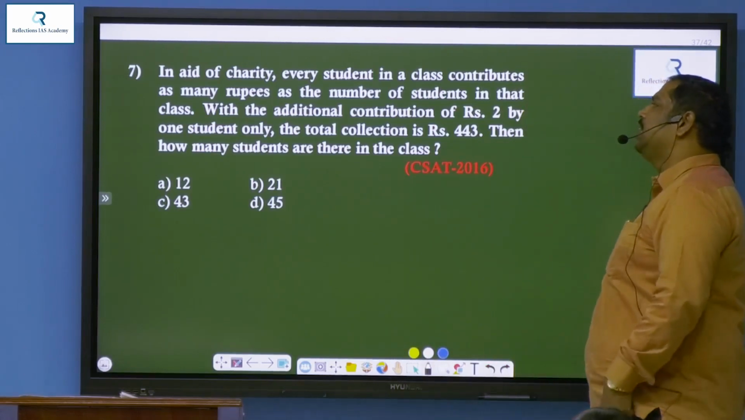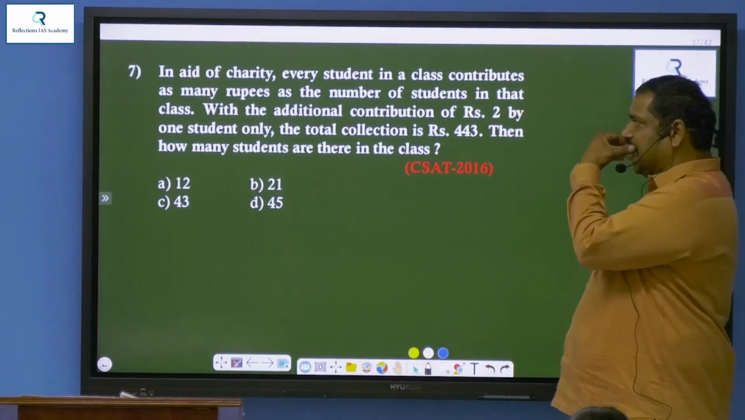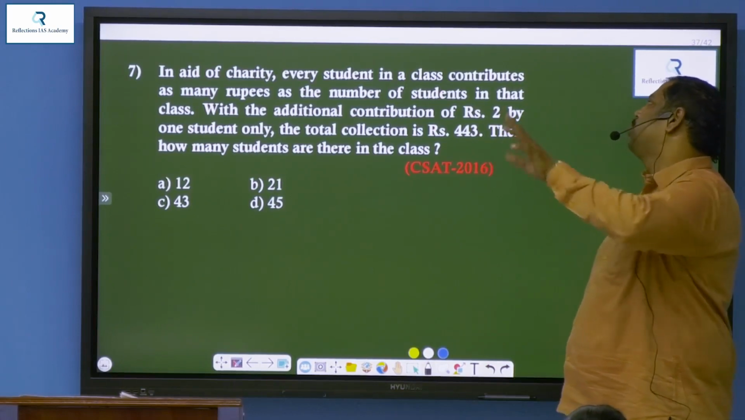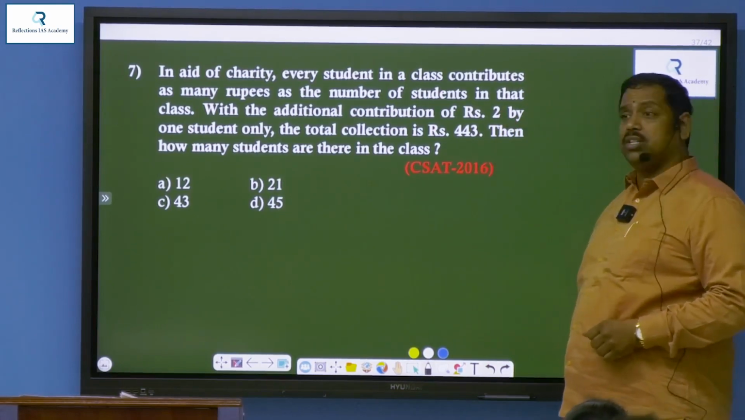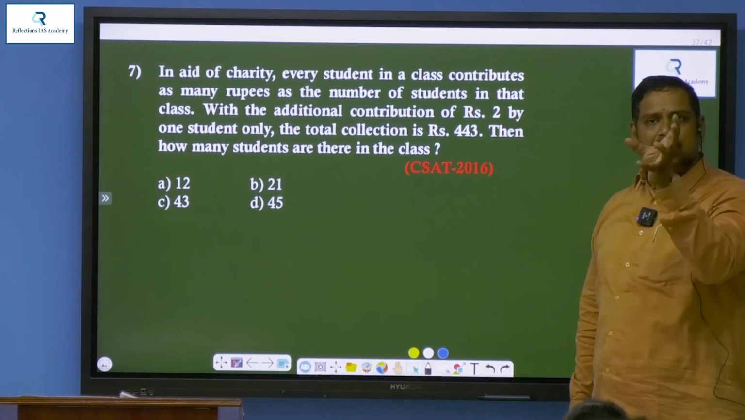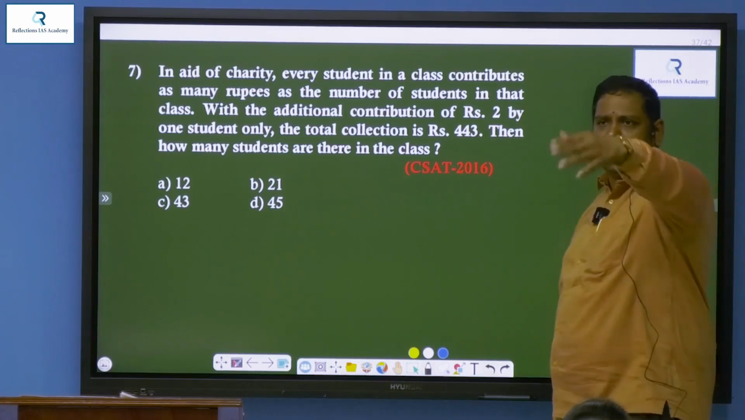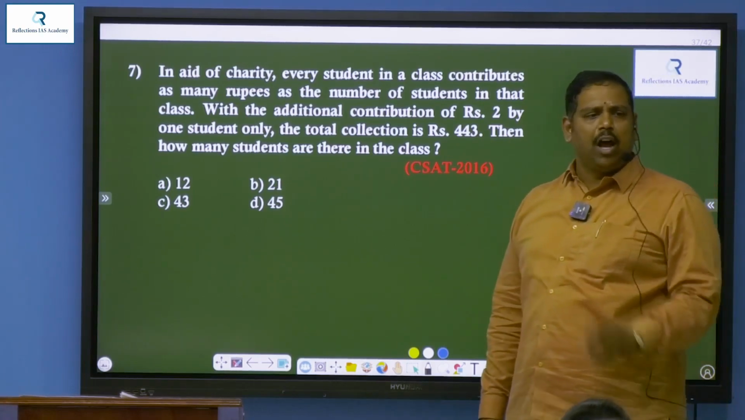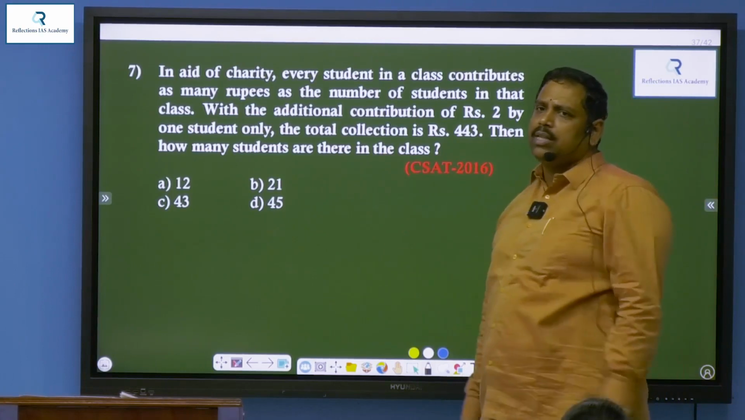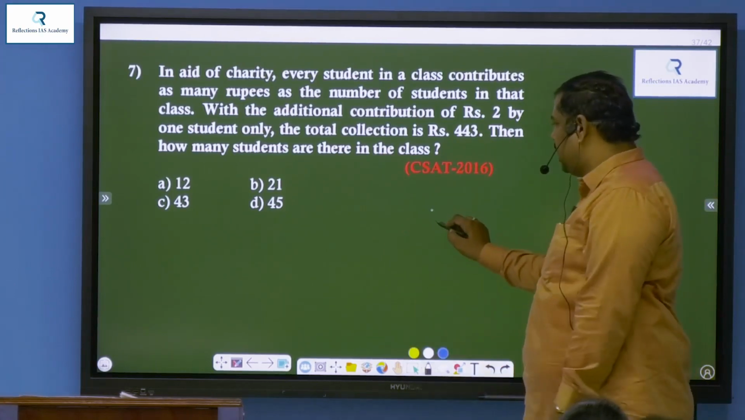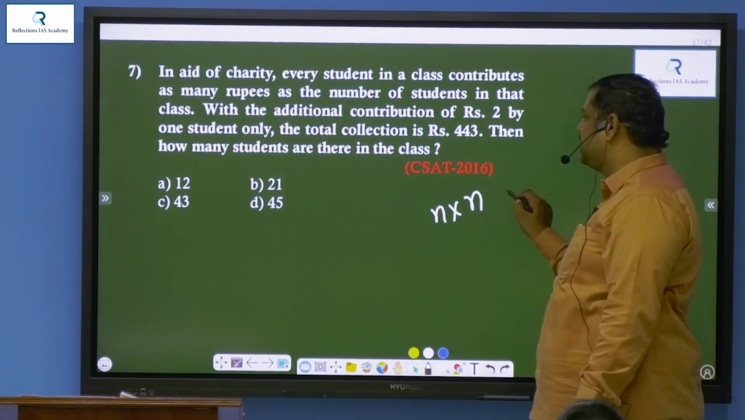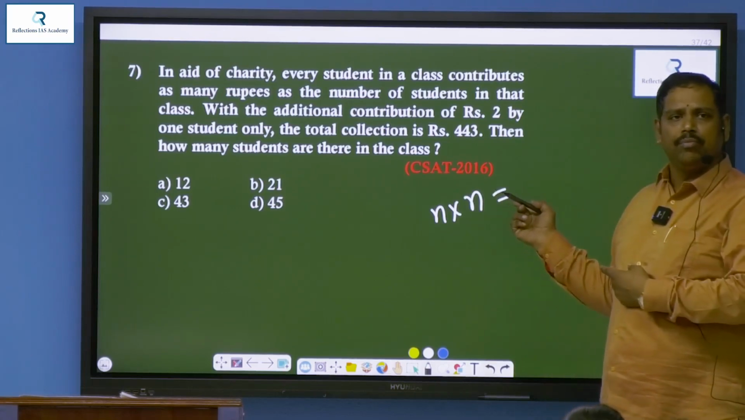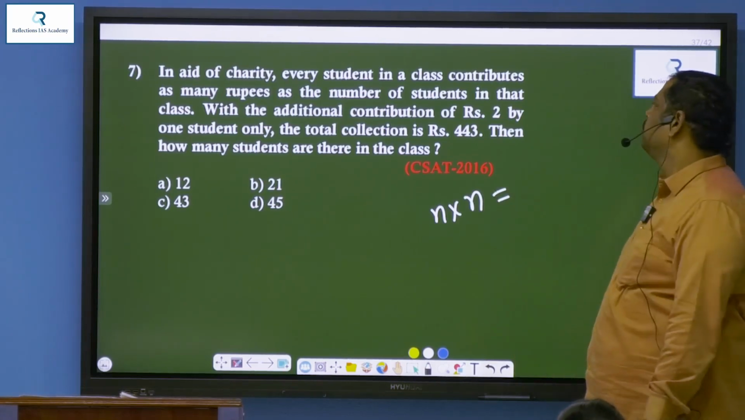In aid of charity, every student in a class contributes as many rupees as the number of students. Do you understand that? Suppose in this classroom 30 members are there. Then how much will each student contribute? 30. Number of persons into contribution is the total aid, yes or no? Okay, N square is the aid.